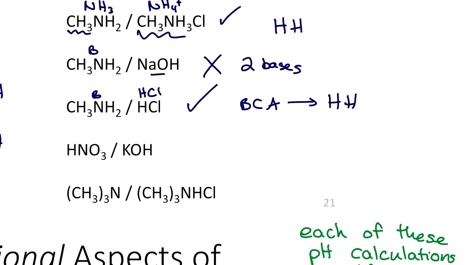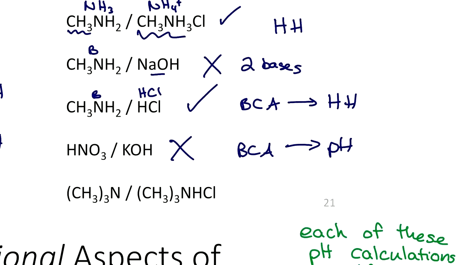All right, nitric acid and KOH. It is not a buffer, yes, because those are two strong things. You can still calculate the pH, right? You can just still do a BCA table, figure out what's left over, calculate the pH. All right, and the last one.